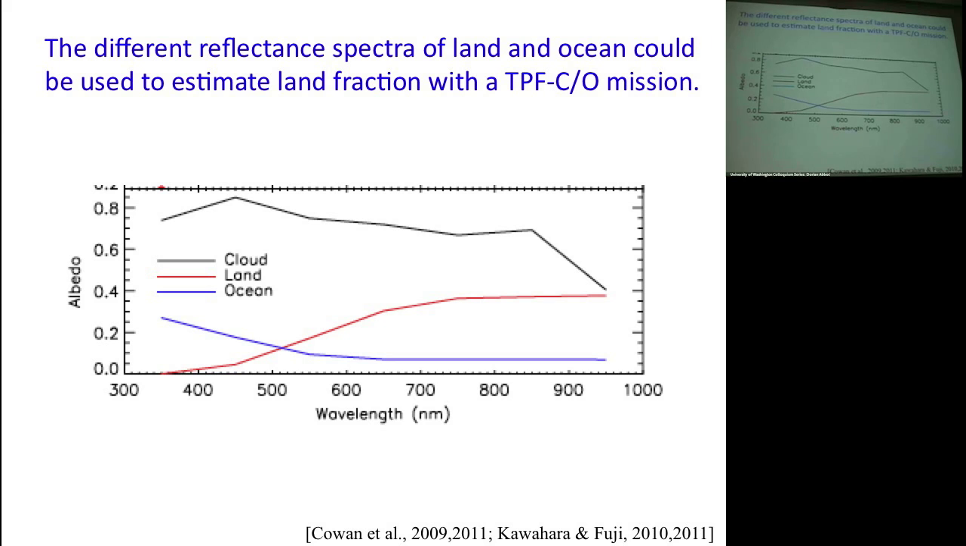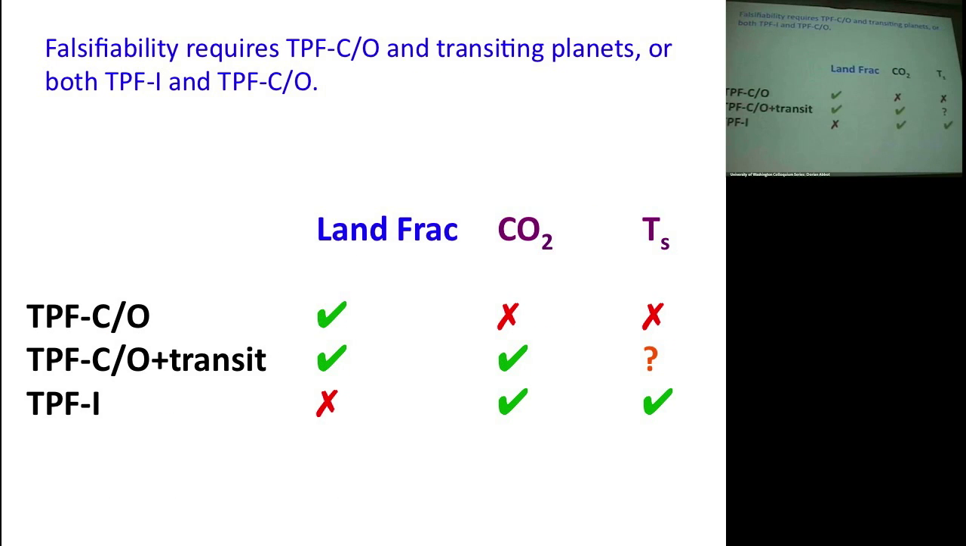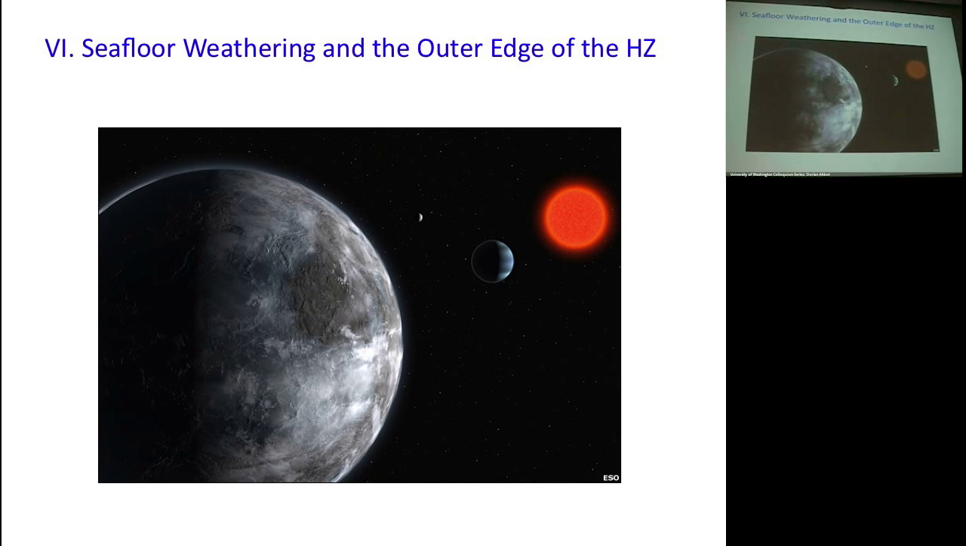Your guy, Nick Cowan, has some work on how you could estimate land fraction. I'm not going to go into that. And then I have to skip these ones. I just want to make a couple of brief points about seafloor weathering and the outer edge of the habitable zone, and then I'll go to questions. I'm going to do it in like two more minutes.